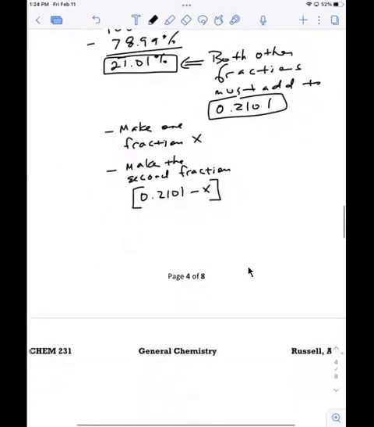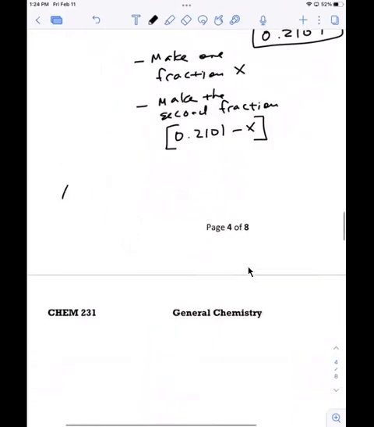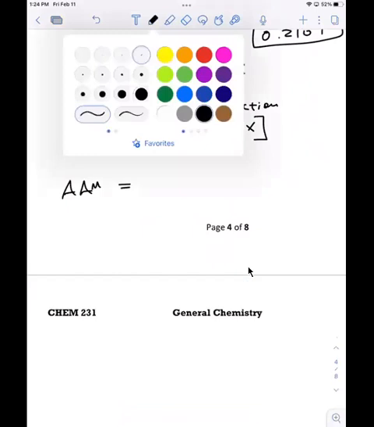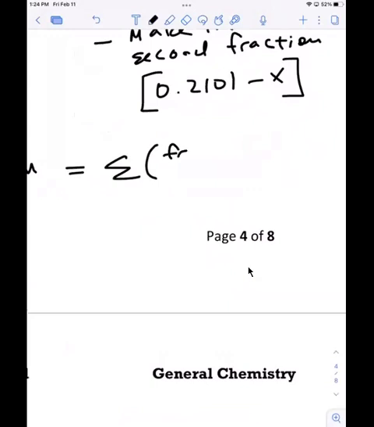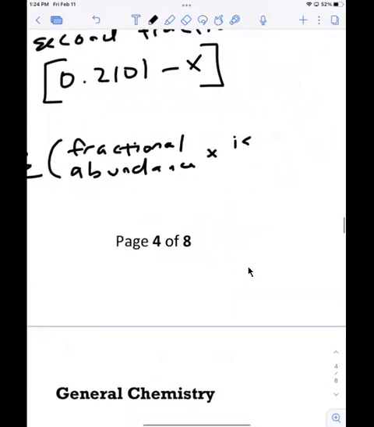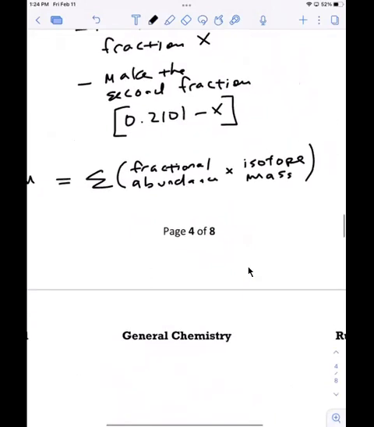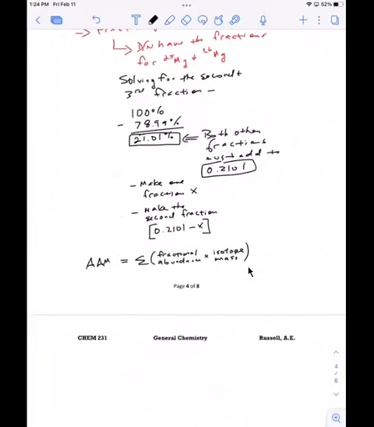So now we can set this up, because now we know the average atomic mass. We know that equation, right? We know that it is equal to the sum of the fractional abundance times the isotope mass, whatever the isotope is. Let me ask this question. How many terms is this sum going to have for this problem?